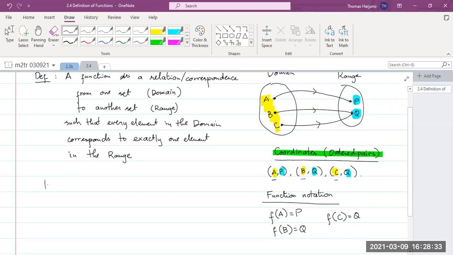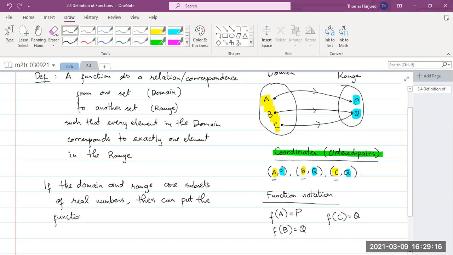Okay, now if the domain and range are subsets of the real numbers, then we can put the function on a coordinate plane. To be more precise, our Cartesian coordinate system.